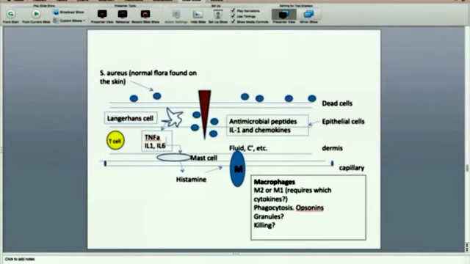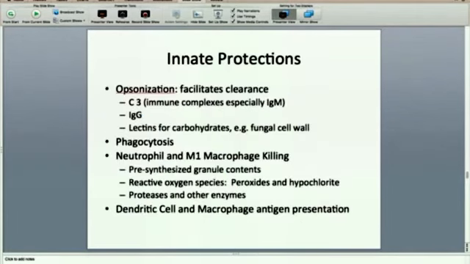Which is an oxygen-dependent mechanism, correct? And that's on the next slide. Oh, it is? Okay, good. Yeah.